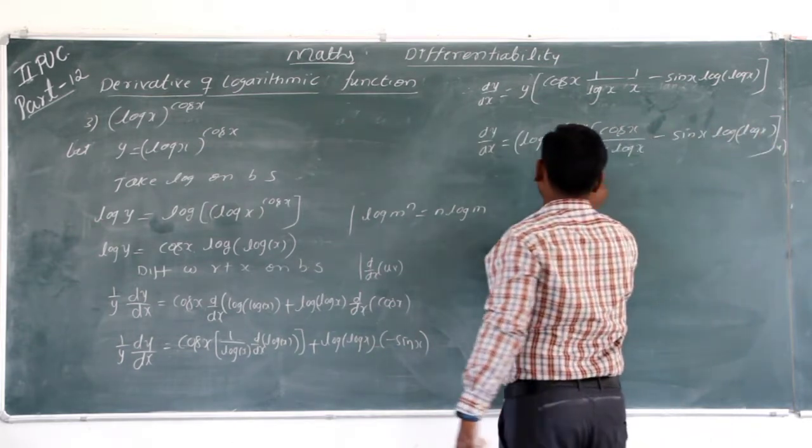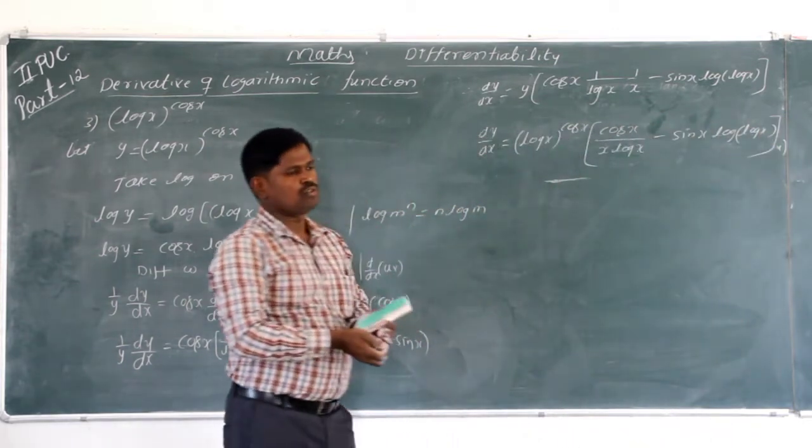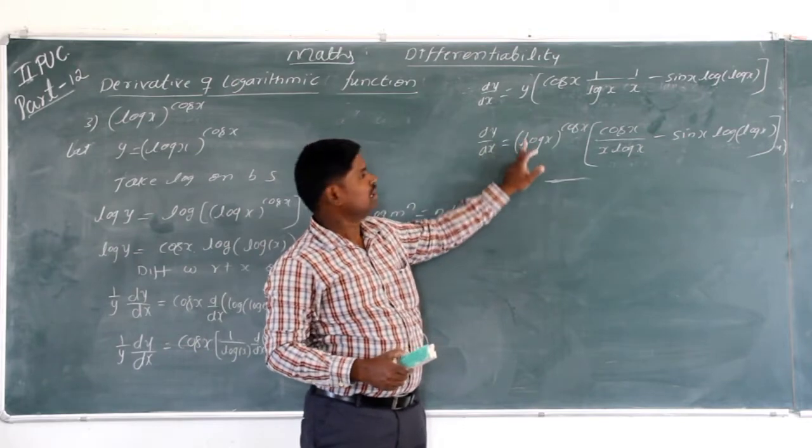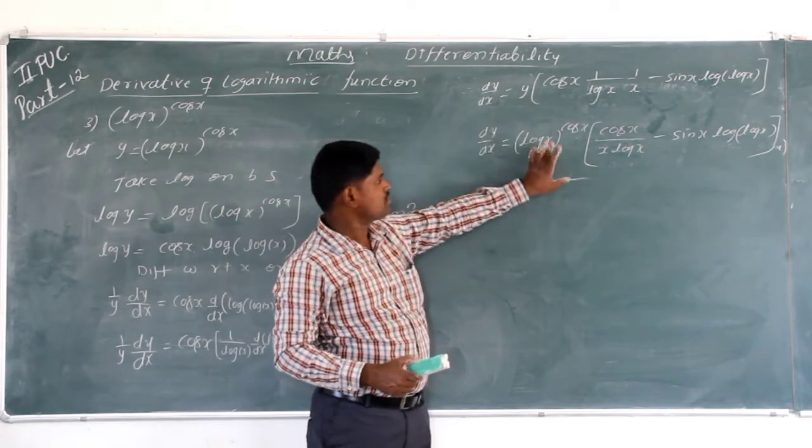So this is the derivative of the given function. Okay, so most times it should be right, otherwise we lose 1 mark. Okay, right now.